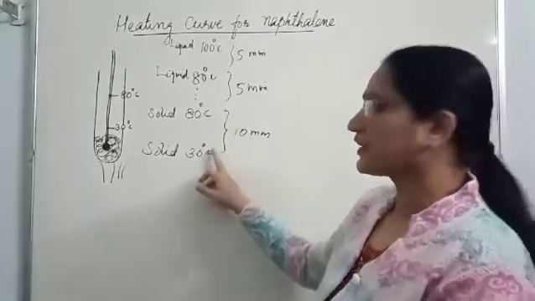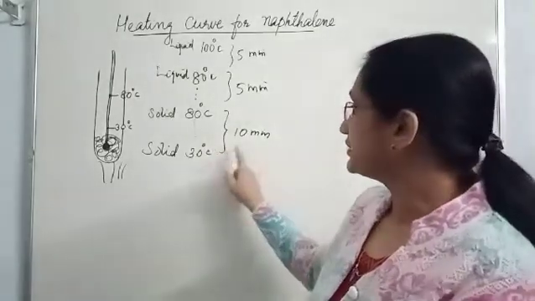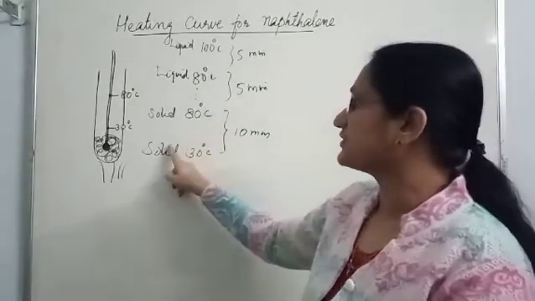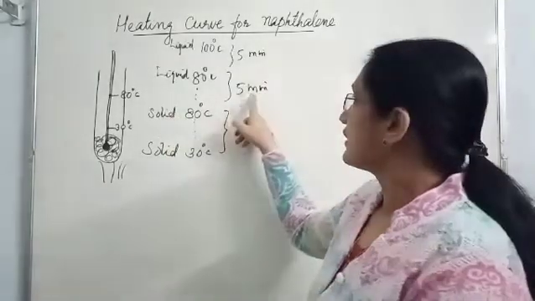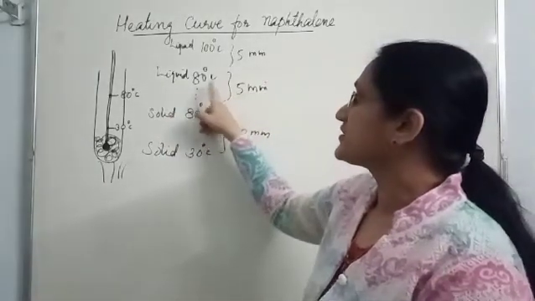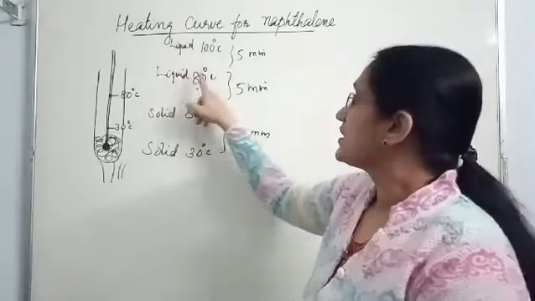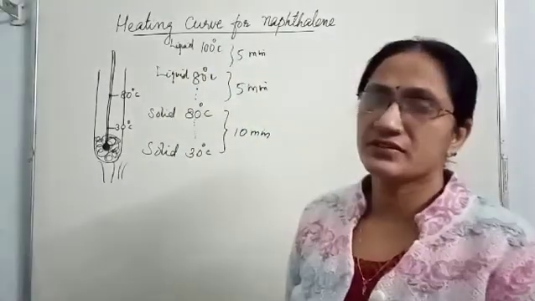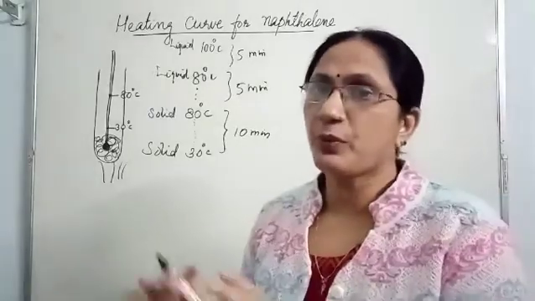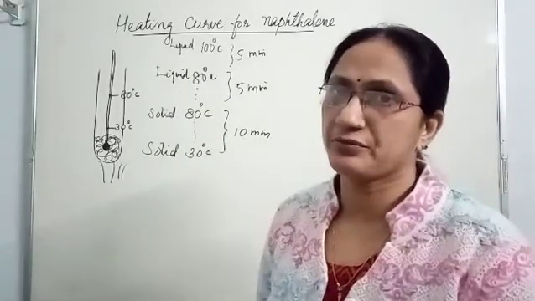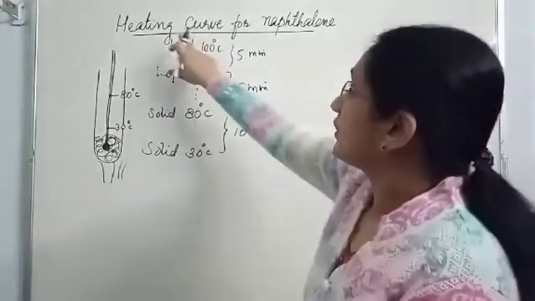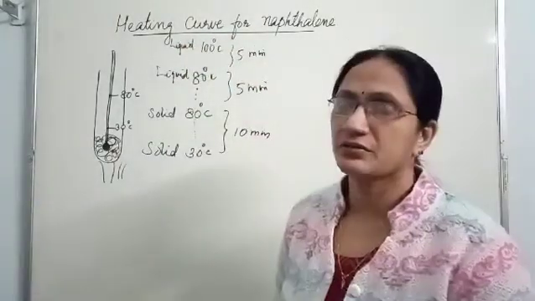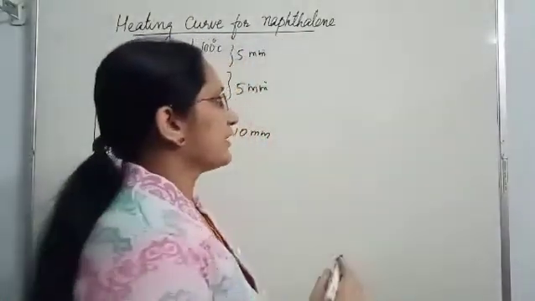So once again you can analyze the experiment. First 10 minutes, temperature changes, state doesn't change. Next 5 minutes, temperature doesn't change but state changes. Next 5 minutes, temperature changes and state doesn't change. And we are going to plot this observation on a graph. That graph we call the heating curve for solid naphthalene.